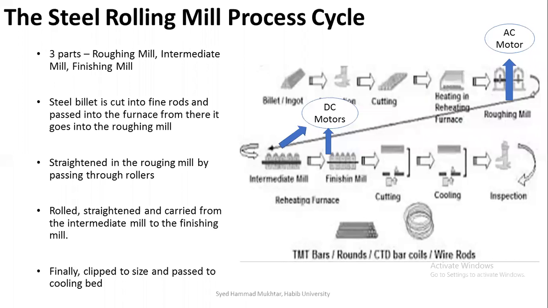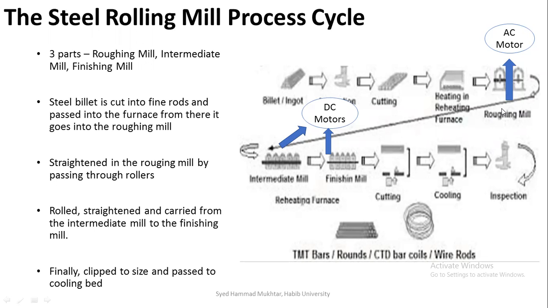So, the steel rolling mill process cycle. What happens here? Basically, we can divide the entire process into three areas: the roughing mill, the intermediate mill, and the finishing mill. Let me walk you through the entire process. The steel billet is cut into fine rods and passed into the furnace. From the furnace, the steel billet comes out as red hot steel, which goes into the roughing mill, where there's an AC motor used on the roughing stand rolls, which smoothen and ease out the tension in the billet and make it pass through a number of sets of rollers.